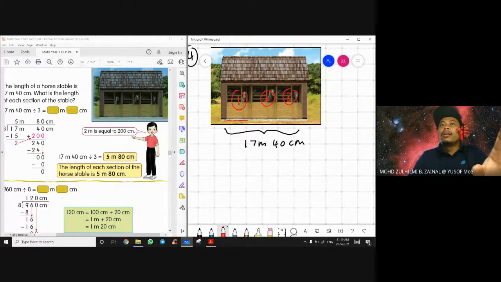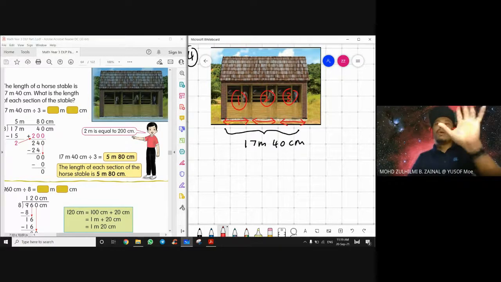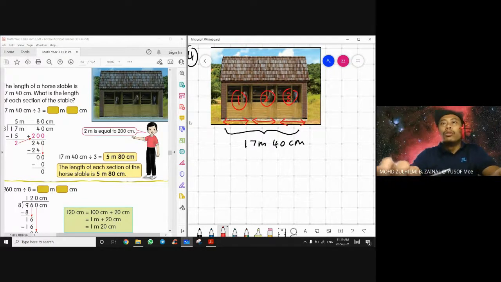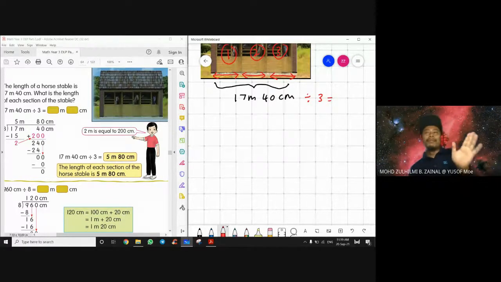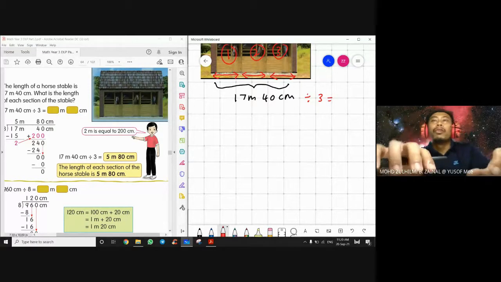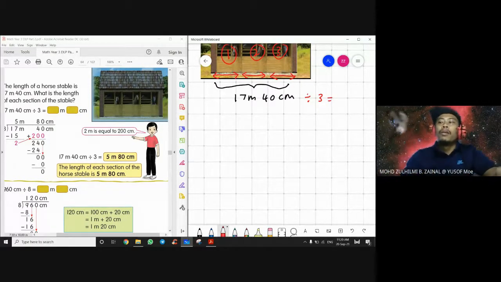So ada 1, 2, 3. So berapa length untuk 1 section? So kita boleh tengok sini the calculation dia, nak ada 3 section maksudnya divide by 3 lah. So divide by 3. So 17 meters 40 centimeters ni tak boleh buat macam darab tambah tolak tu. Multiplication, division, subtraction dengan meter, sentimeter tu tak boleh.